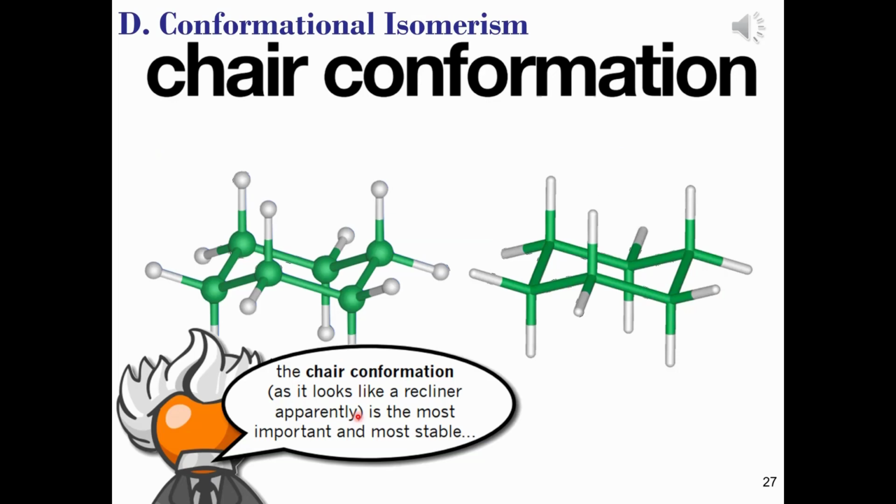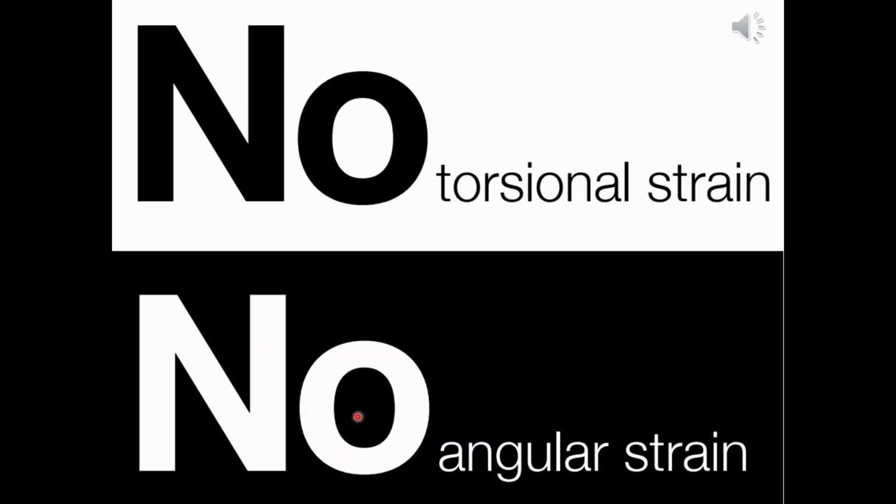And the reason it's the most stable is because it doesn't have any torsional strain, and nor does it have any of that angular strain. Both of these are contributing factors to the concept we discussed on the previous slide, ring strain.